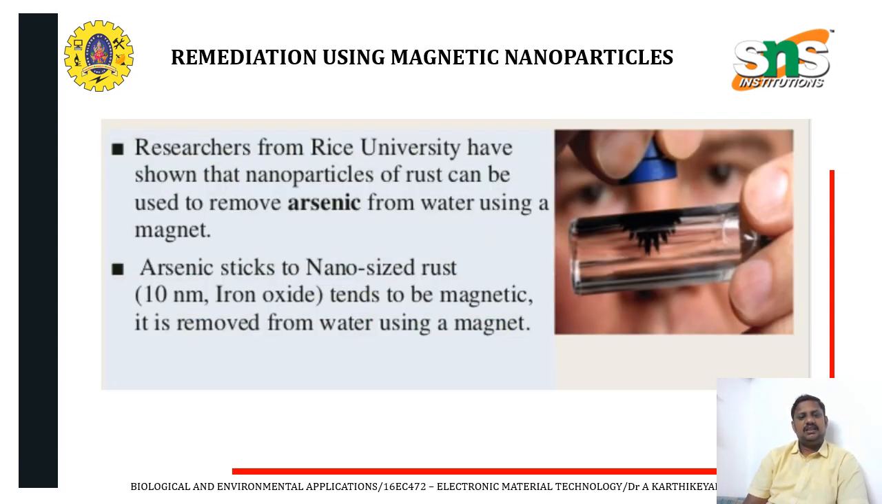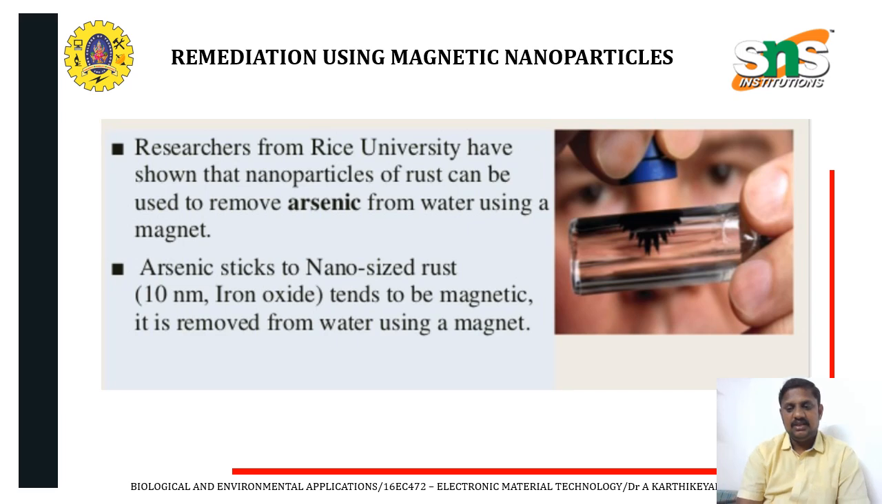Mainly, researchers from Rice University have shown that nanoparticles of rust can be used to remove arsenic from water using a magnet. This is a main important development from Rice University. They raised nano-size rust, with the rest of the material at the 10 nanometer level in the iron oxide, and it tends to be magnetic, and it is removed from the water using a magnet.